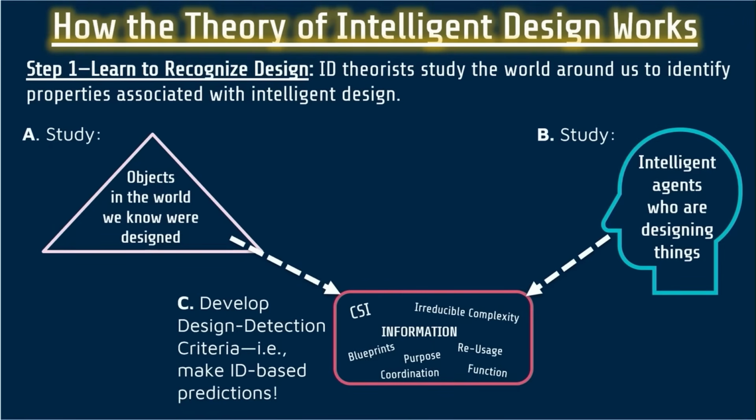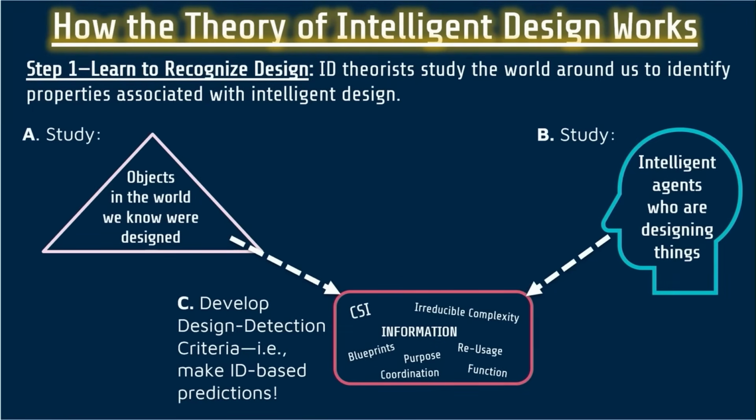Blueprints are a good indicator of design. Even just something having a purpose or a function could be an indicator of design, because designers always do things for a purpose. When we find parts being reused in different designs, you find cars that have wheels, you find airplanes that have wheels, parts being reused in different designs. That's another hallmark of the way designers operate. Coordination of parts, things that are fitting together, coming together to perform some function that has a purpose. That's another great indicator that something was designed.